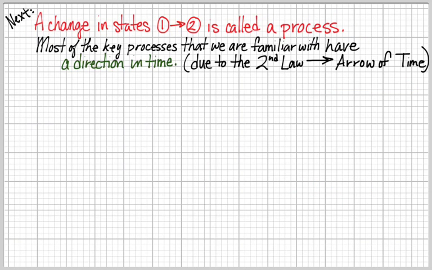Now, a change from state 1 to state 2 is called a process; that's basic language in this class. Most of the key processes that we're familiar with have a direction in time, right? They go in a certain direction. We know that they're supposed to go in a certain direction, although we're not stating that in this chapter 2 work where we're only dealing with the first law. The first law actually doesn't tell us which direction a process is going to go. We find that out through the second law, and an implication of the second law is something called the arrow of time.